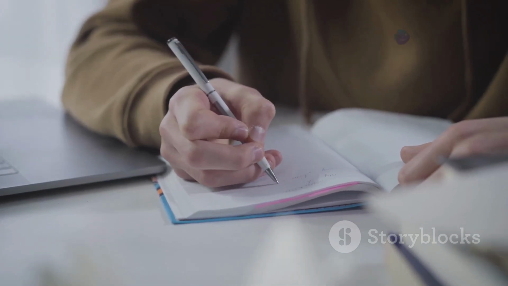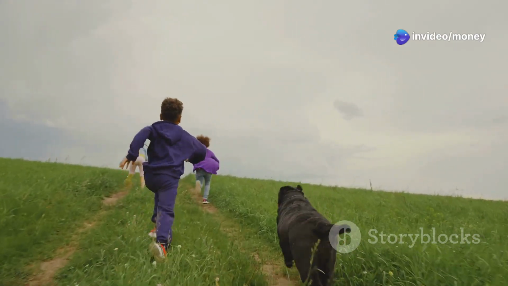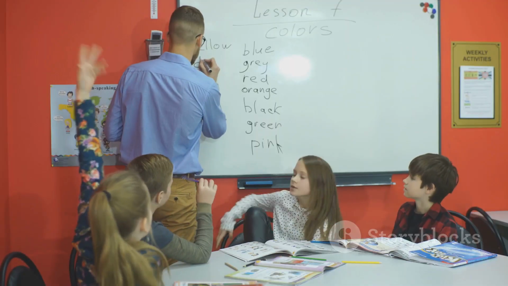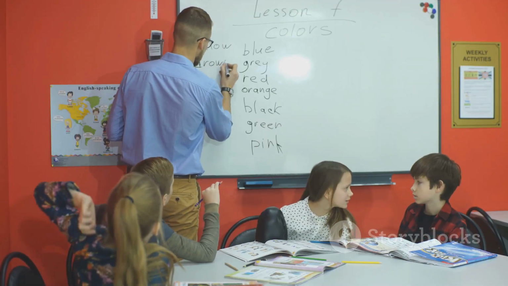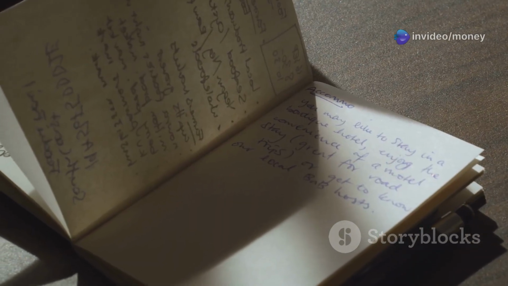To form the simple present, we usually use the base form of the verb. For example, with I, you, we, and they, we use go, eat, or play. However, for he, she, and it, third person singular, we add s or es to the verb. So it becomes he goes, she eats, or it plays.